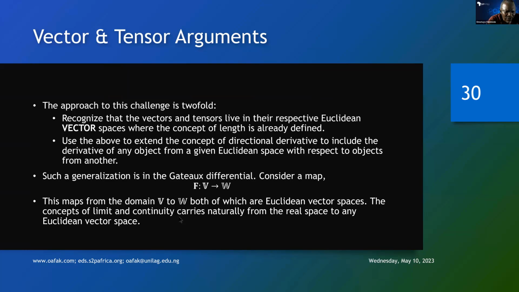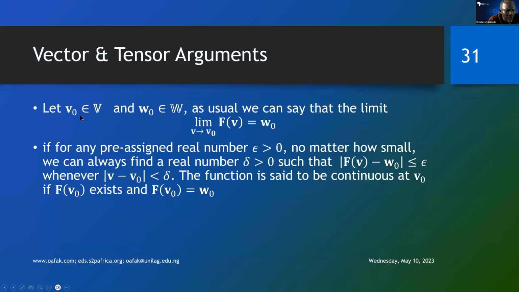The concept of limit and continuity carries naturally from the real space to any Euclidean vector space. So we are now expanding it. We can say that let V naught be a vector and W naught be another vector. So both of them are in different vector spaces. One is in the vector space V, the other one is in vector space W. We can say that the limit as V tends to V naught of the function of a vector argument. This is now a function of a vector argument. It can be a tensor function of a vector argument. It can be a scalar function of a tensor argument or a vector argument, and it can be a tensor function of a vector argument.